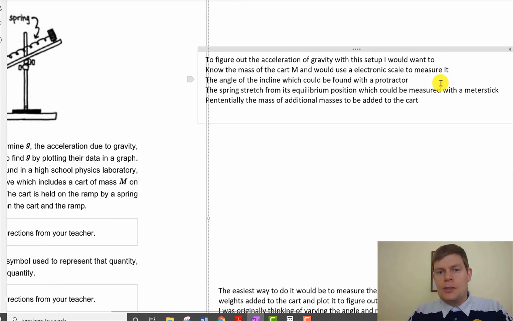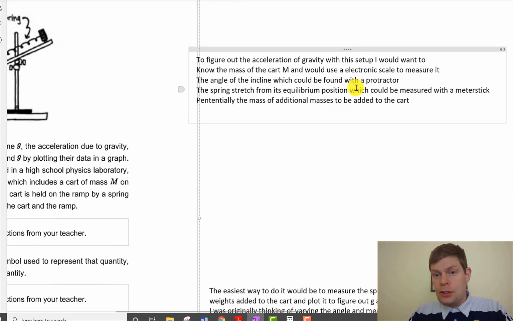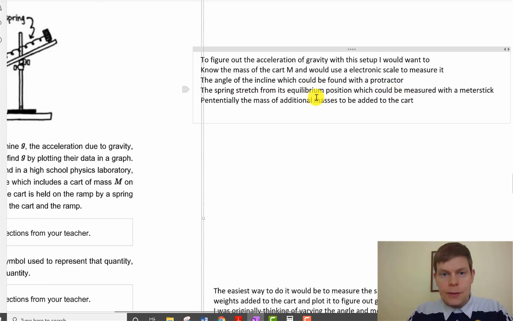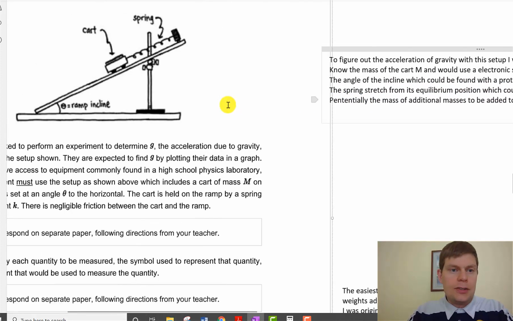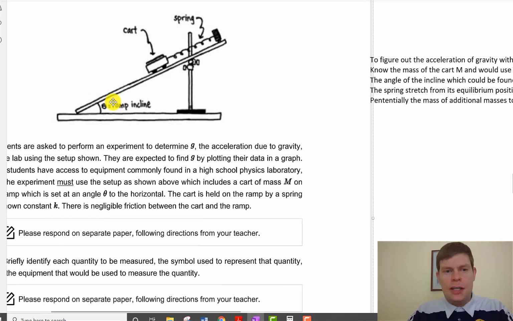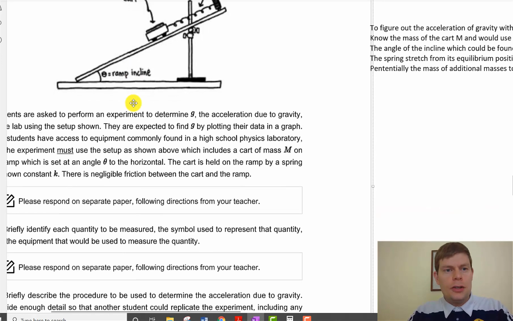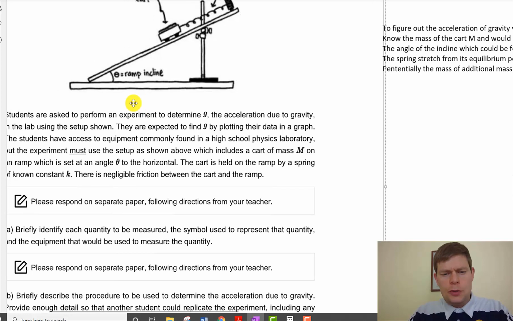Spring stretch from its equilibrium position. Apparently that's fine. You don't have to measure the equilibrium position and then the total. So just how far it's stretched. You can just measure that with a meter stick. And potentially the additional masses. I was originally thinking of just varying the angle of the ramp. That way you don't need the additional masses, and you can do that, though it's a little funnier when you're finding the slope of the graph, but not too bad. You just plot things versus sine theta.